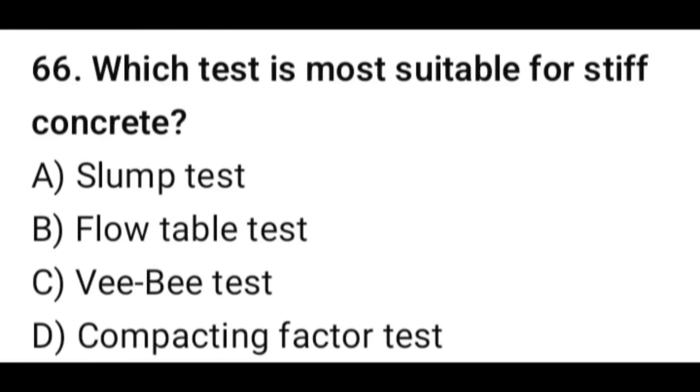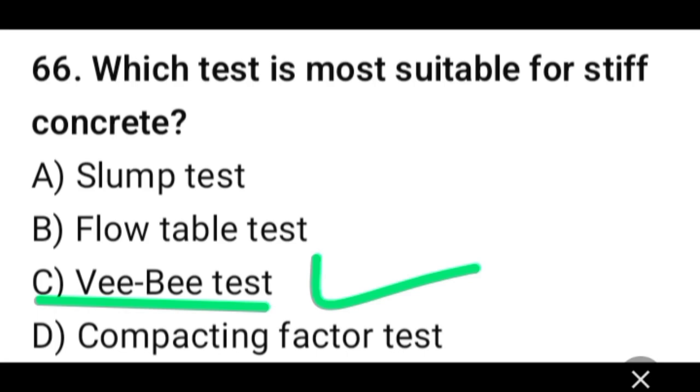Next question. Which test is most suitable for steep concrete, sorry, stiff concrete? Option A, slump test. Option B, flow table test. Option C, VB test. Option D, compacting factor test. So the right answer is option C, VB test is suitable for stiff concrete.